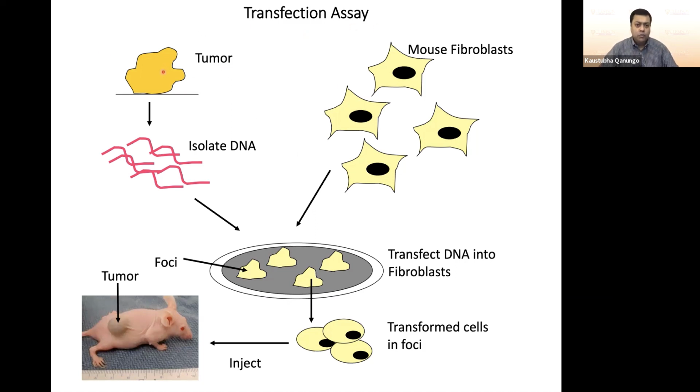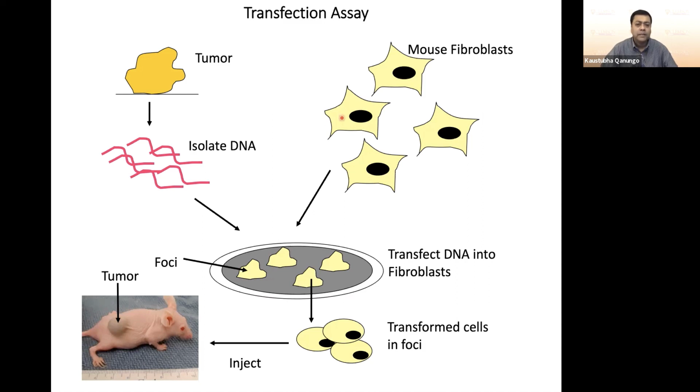You isolate a tumor. From there, you isolate the genomic DNA from those tumor cells. Then you take some mouse fibroblasts, which are primary cultured cells, and you transfect these cells with this DNA. You can transfect by many different means. You can use liposome-mediated transfection or electroporation. There are lots of ways to put DNA inside the cell. You can easily do that. That's not a problem at all.